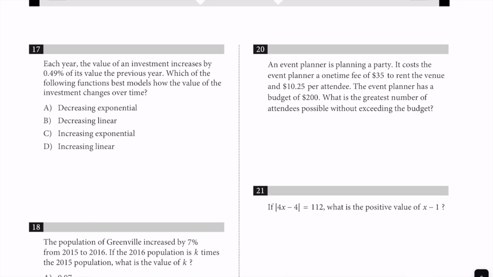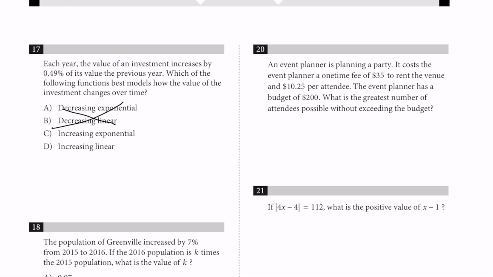Question 17. Each year, the value of an investment increases by 0.49% of its value the previous year. Which of the following functions best models how the value of the investment changes over time? So we know it's increasing. They tell us that right away. So it's not A or B.